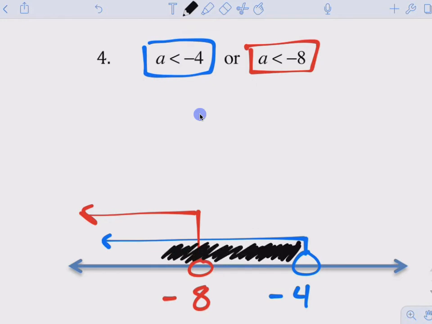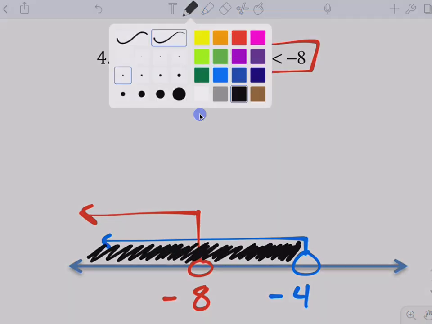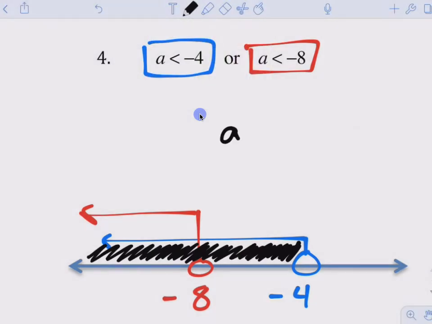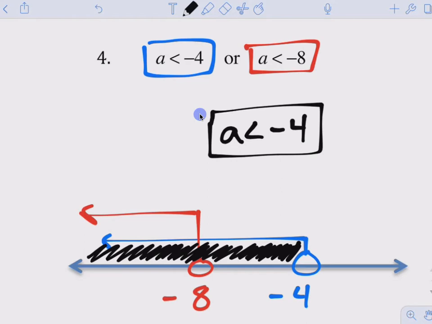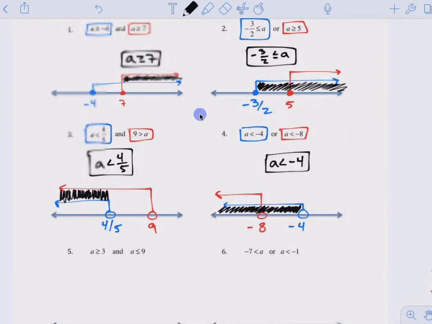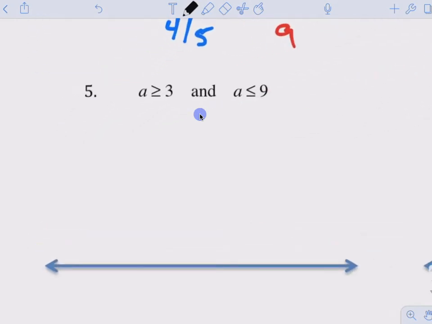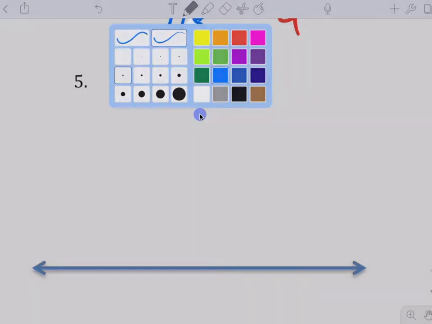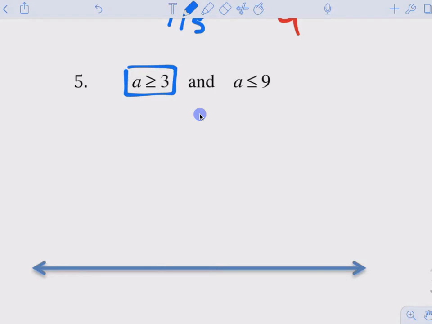And if we were to make an explicit statement of our solution set, I would say all numbers less than -4. So hopefully you're starting to get the hang of this, and maybe you can proceed on your own now. But of course, I'll walk you through the rest. All right, in our fifth example, same strategy as always. We've got to start by graphing the individual inequalities and then seeing how they interact with one another.